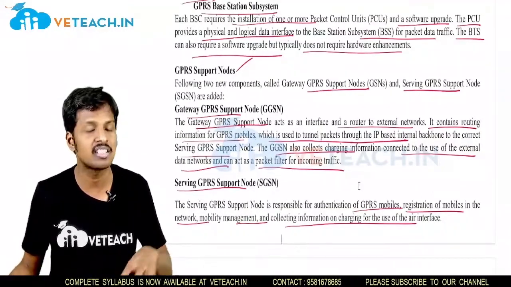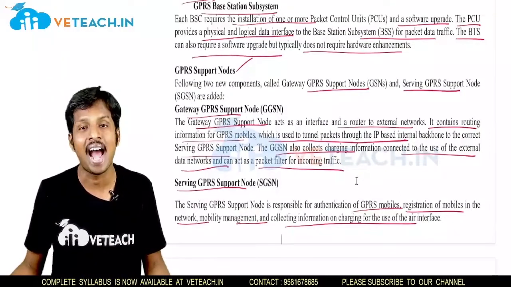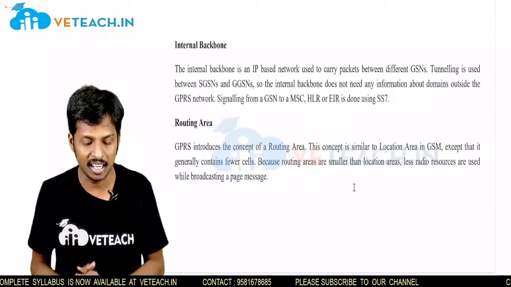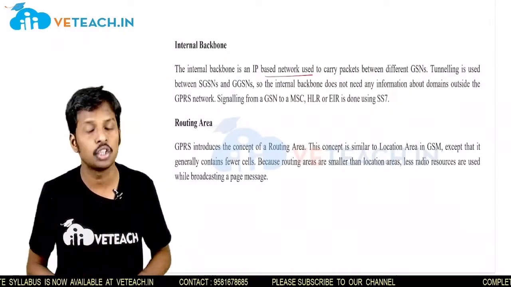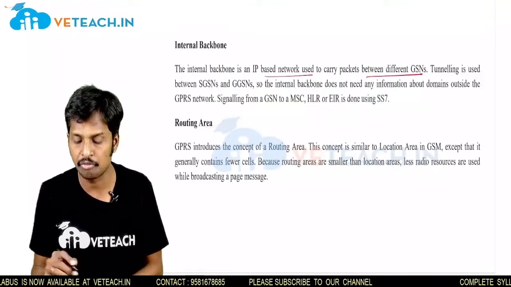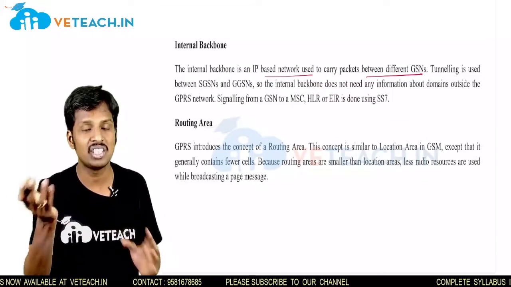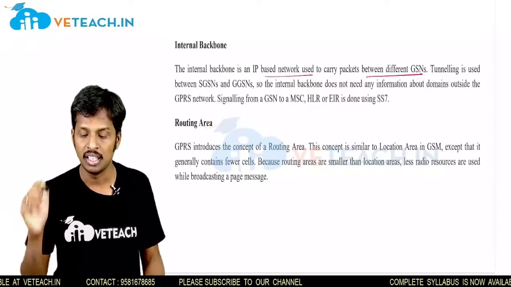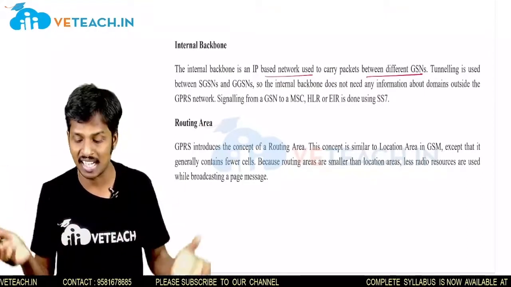These are the different types of systems that are present in the GPRS architecture. And then the internal backbone. What is this internal backbone? It is an IP based network used to carry packets between different GSNs. Between different GSNs, if I want to transfer the data, I use this internal backbone. Between different means different standards also.